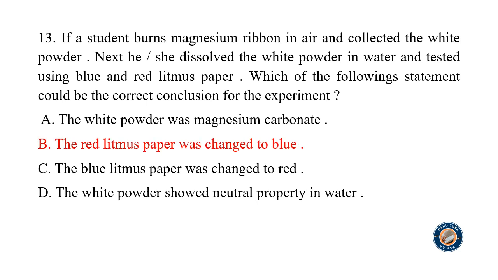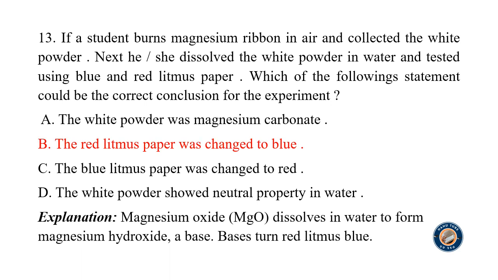The answer will be the red litmus paper was changed to blue. Magnesium oxide dissolves in water to form magnesium hydroxide, a base. Base turns red litmus to blue.